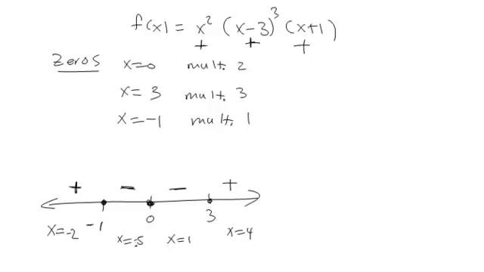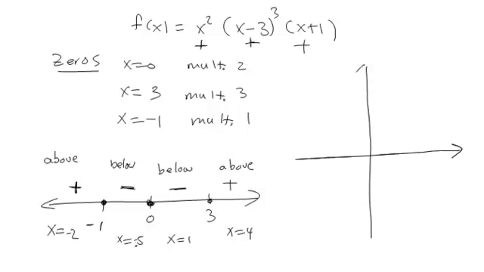So by saying that it's positive, this means that it's above the x-axis, and by saying that it's negative, this means it's below. So: below, below, and above. Okay. Now, let's go to sketching the graph. I'm going to sketch the graph right here, right off to the side to keep it all together.